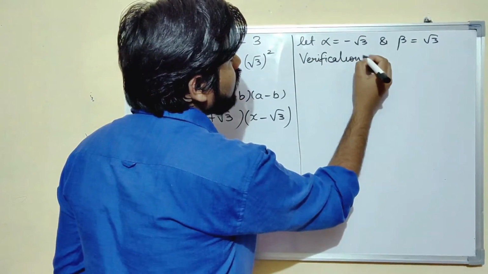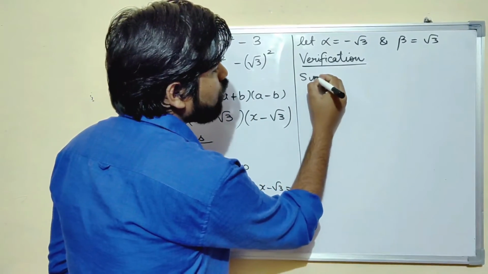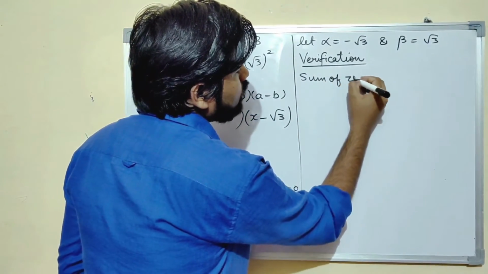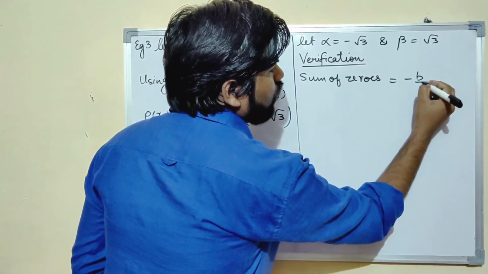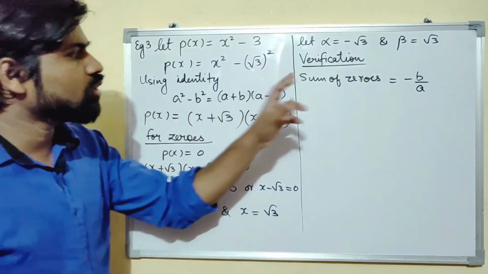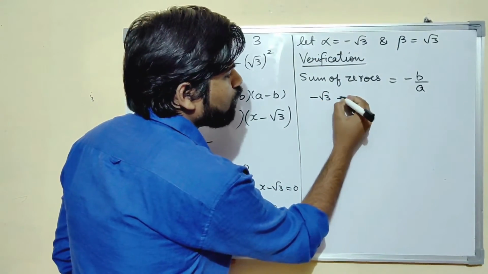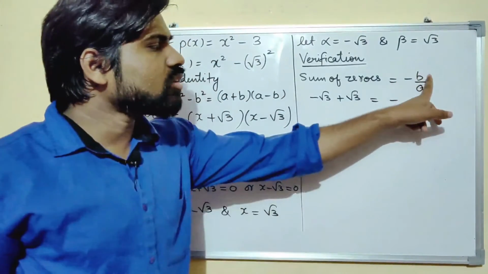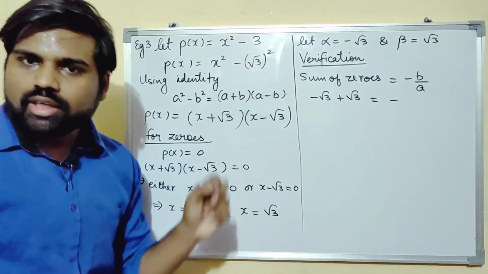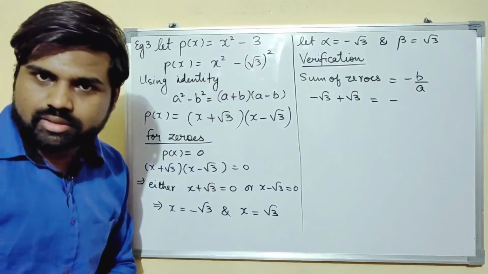Now we have to verify the relationship. So the very first relationship is sum of zeros, which is equal to minus b upon a. Now let us substitute the values. Sum of zeros, that means minus root 3 plus root 3 equals minus b upon a. Can you find the value of b here? No, because there is no term of x.